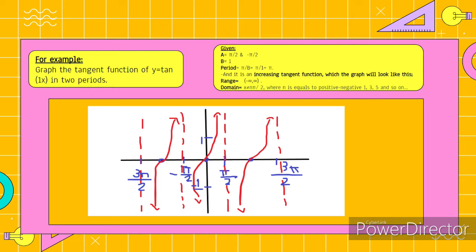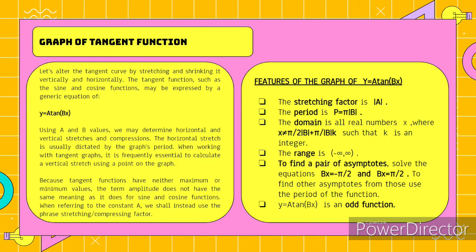The range is negative infinity to infinity. The domain is x ≠ nπ/2, where n is equal to positive or negative 1, 3, 5, and so on. Let's alter the tangent curve by stretching and shrinking it vertically and horizontally.